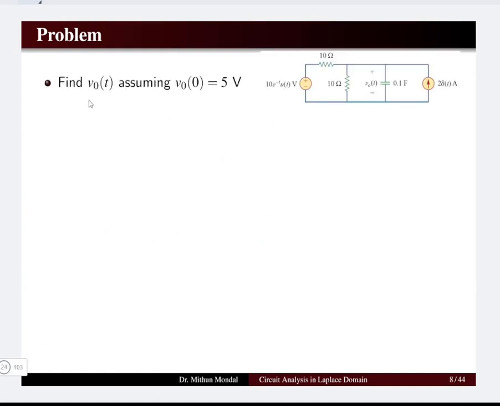Next problem, where we need to determine V0 of t, assuming that the initial voltage is 5 volt across the capacitor. So we have a capacitor here of 0.1 farad and the initial voltage is 5 volt. If you see the input, it is 10 e to the power minus t u of t. So it is a summation of the step input and the exponential input. We have seen that in the Laplace transform we can deal with any type of input that is present in the system. We also have a current signal in the form of an impulse, 2 del of t. So del of t represents the impulse current.